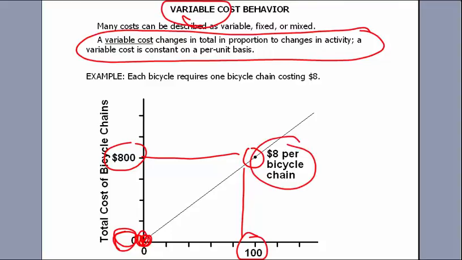So, and that's kind of a key concept, that the per unit stays the same. It's $8 per bicycle chain, but if we make no bicycles, we don't need any chains. If we make 100 bicycles, then we need 100 chains at $8 a chain, so $800. So this creates a line that goes right through our origin and has that slope of $8.